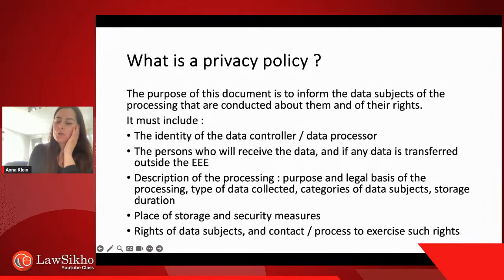So all of this was the lawful basis for my processing. And again, like I told you, the other thing you need to do all the time is to inform the people. And you do that with a privacy policy.